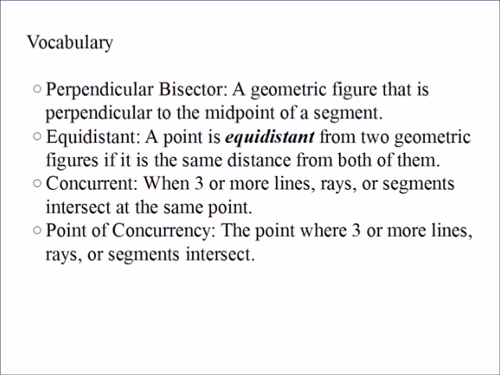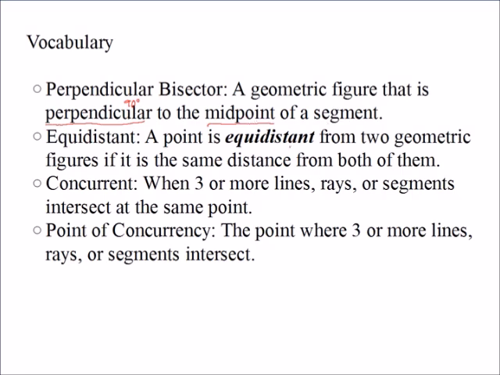Vocabulary. First and foremost, you need to know what a perpendicular bisector is. Perpendicular bisector is any geometric figure, so your ray, line, point, plane, anything that is perpendicular to the midpoint of a segment. Okay, so first and foremost, you need to know that it's going to be 90 degrees, and you need to know that it's going to be in the middle of a segment. So midpoint, segment. Okay.